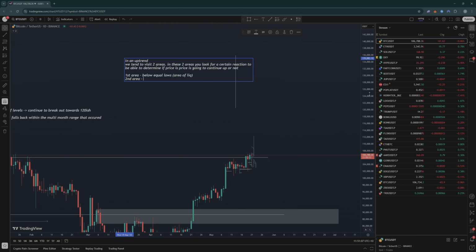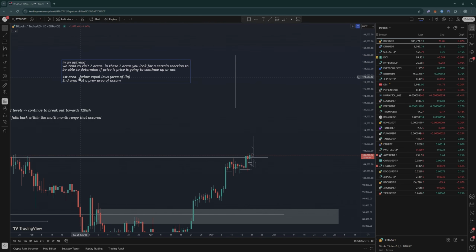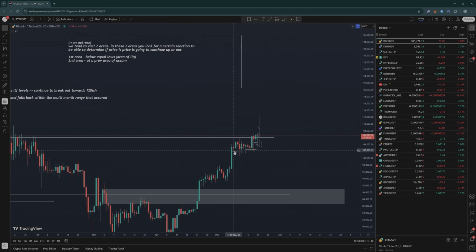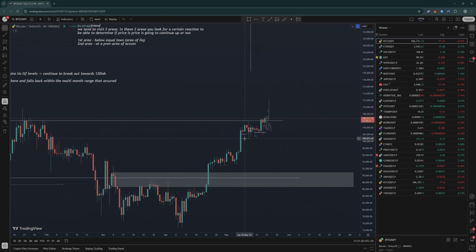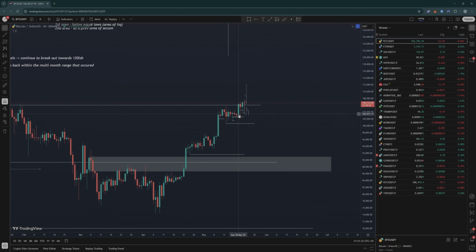The second area is at a previous area of accumulation. Okay. Now, the first area is below equal lows. So let's say we drop down below here. We have a bunch of equal lows resting there, right here, and then we have a bunch of equal lows resting here. So what you can do, if you think we're in an uptrend, so let's say these lower time frame levels start to break, is wait for price to fall below the equal lows, where we then look for lower time frame accumulation.